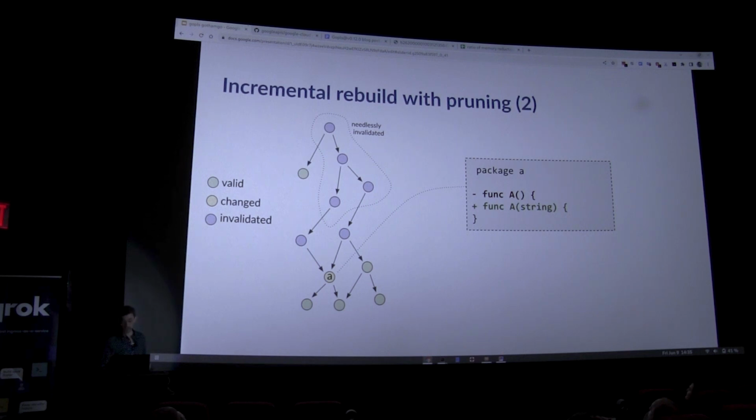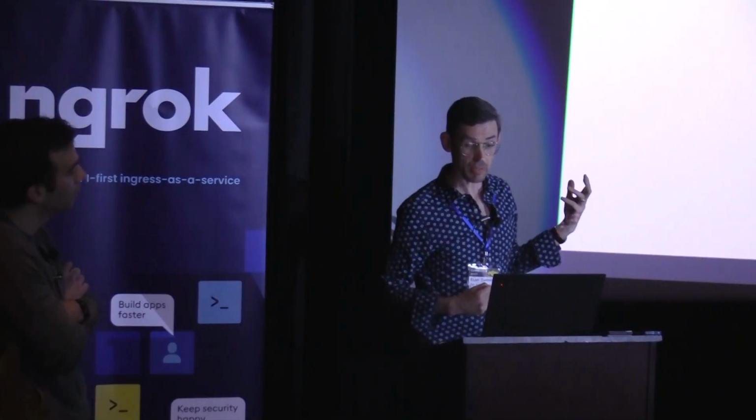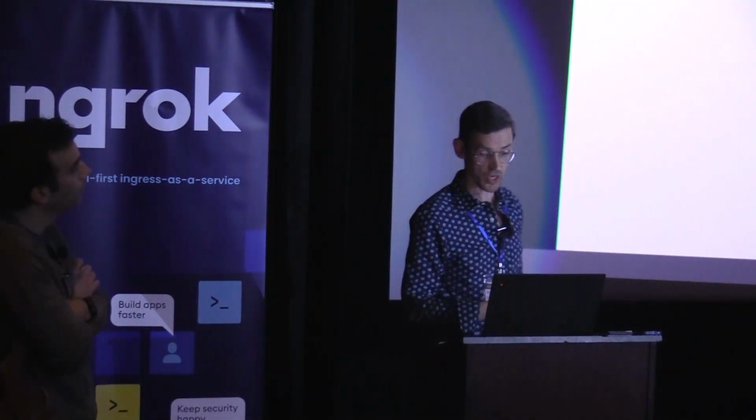So let's see another example where the invalidation is more than necessary. Here's an even more substantial change to A. We've added an exported field to an exported struct. Surely every node above A in the graph can be affected by this change. Well, potentially, but let's look at B. B uses the function a.A only internally. It doesn't export any type information about A in its own API. And that means we know that package C cannot possibly be affected by this change.